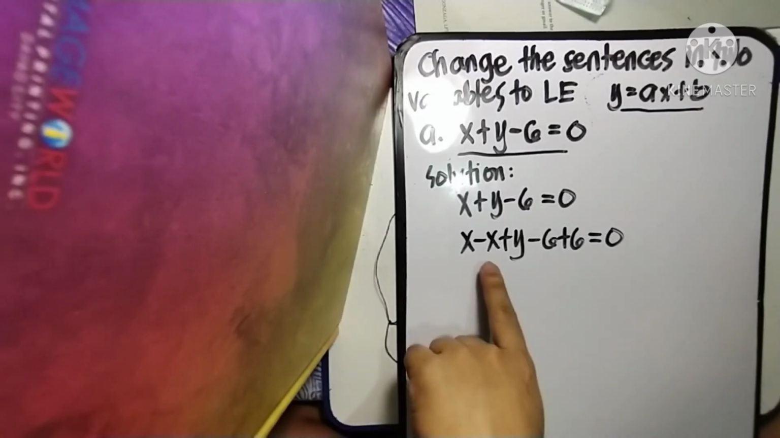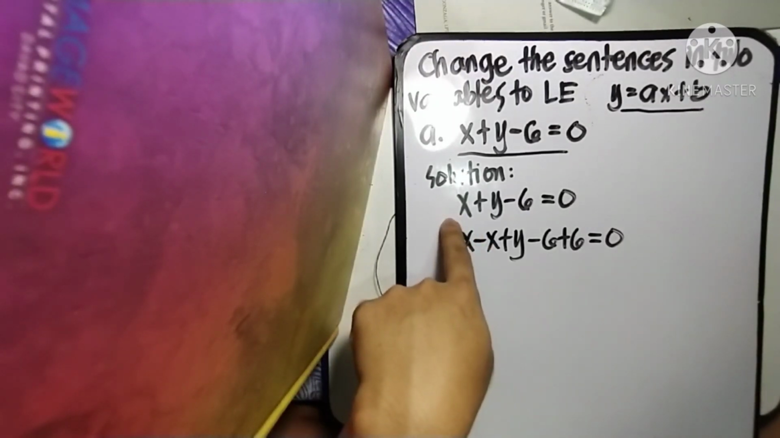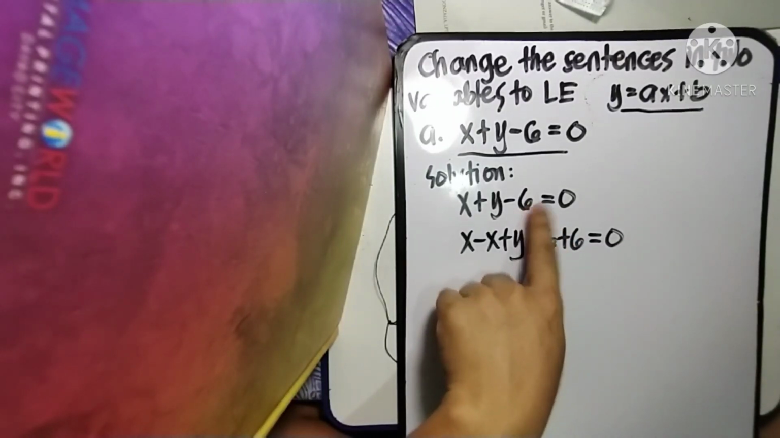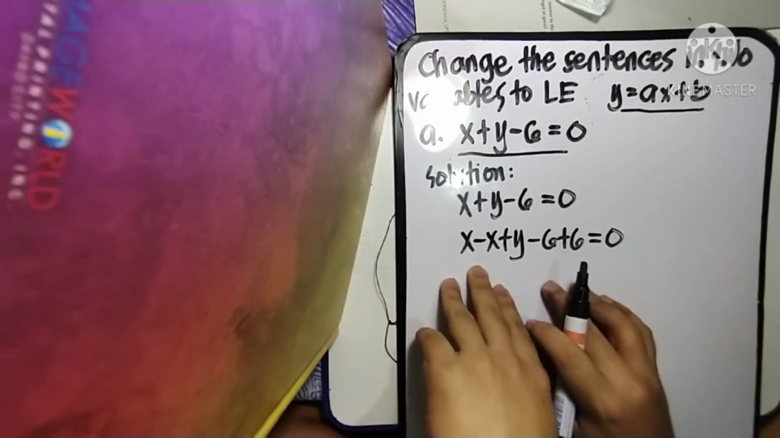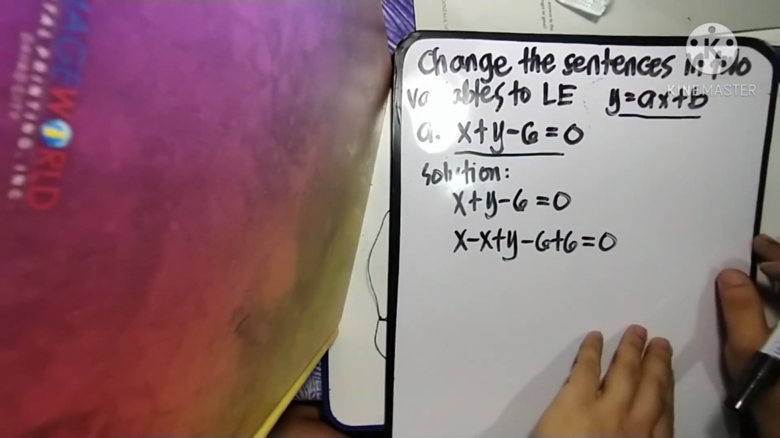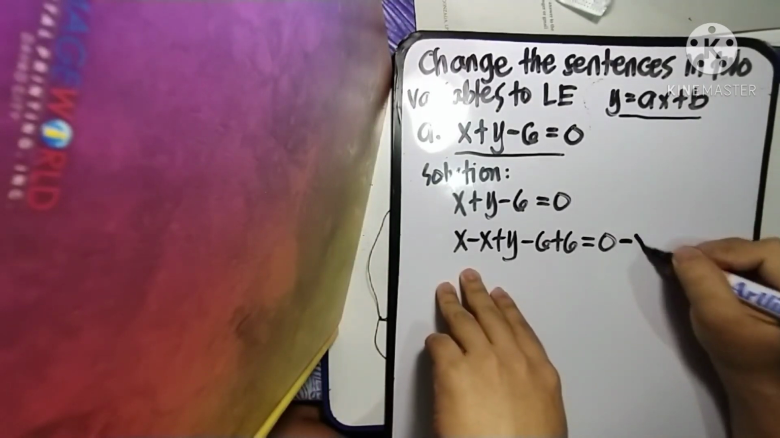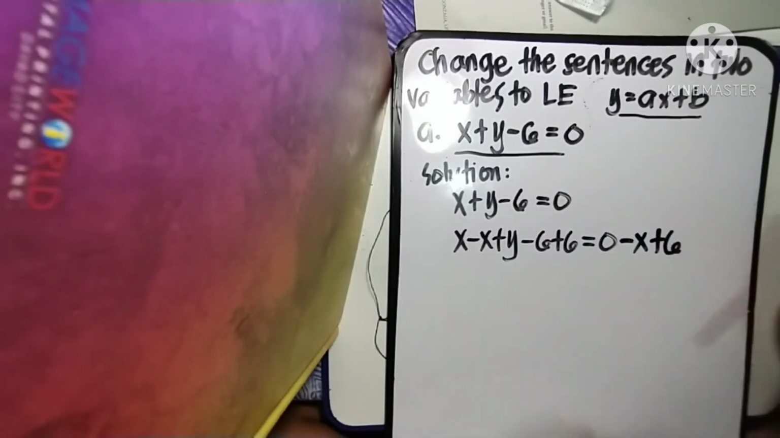So nga nung nag-minus man tag x diri our goal is to eliminate x. Nag-plus ta og 6 diri our goal is to eliminate 6. Now, nag-minus ta diri and nag-add, then same process with the right side. Okay, nag-minus tag x, so minus x. Nag-plus tag 6, so plus 6 to maintain the balance of the equation.